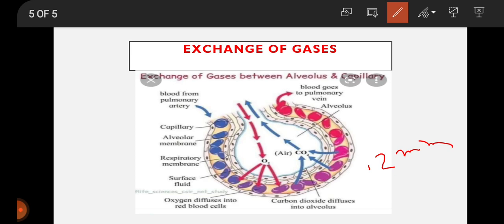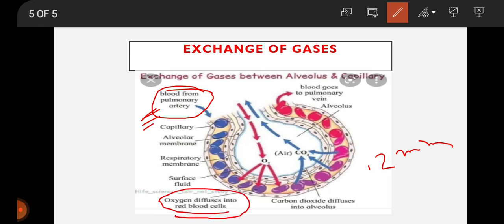Here you can see in the diagram blood from the pulmonary artery, this type of blood is obviously impure blood, or we can say deoxygenated blood. And here you can see oxygen diffuses into the red blood cells, carbon dioxide diffuses into the alveolus, and after that blood goes to the pulmonary veins.